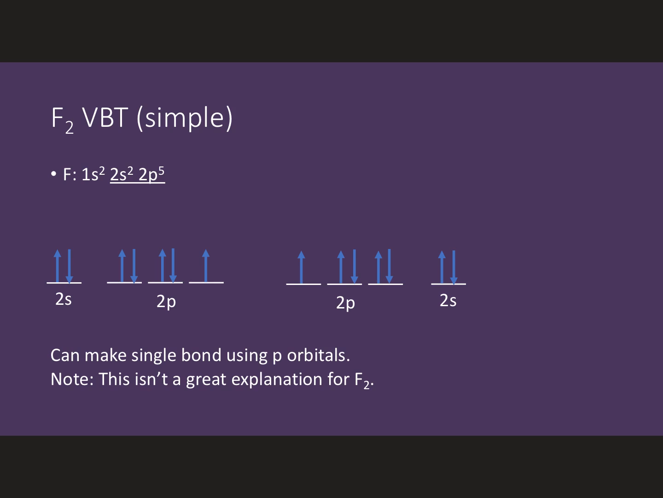But really, this is a terrible explanation for the bonding in fluorine. If we were to look at the actual properties of F2, the 2p electrons are not the best way to think about this. But we're going to see more of that a little bit later.